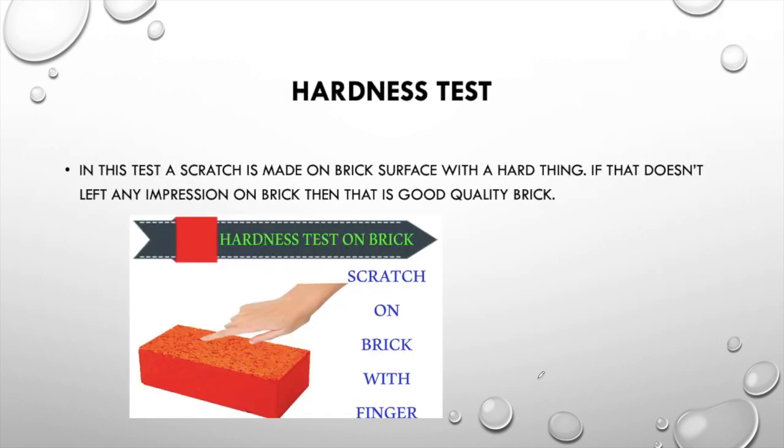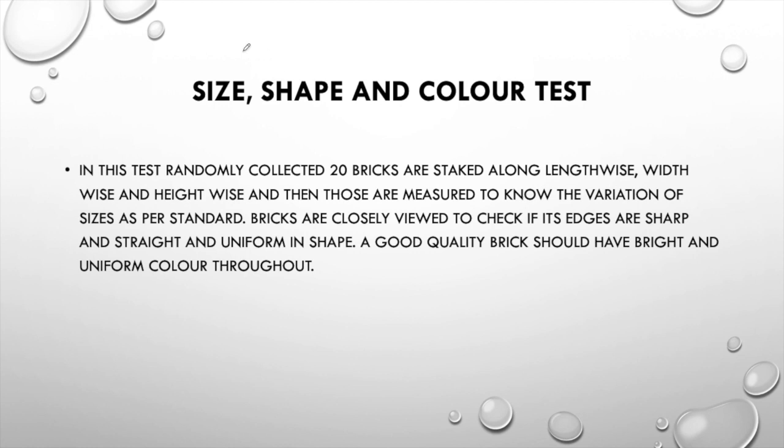Now the hardness test. The hardness test is done by scratching the brick with a finger. You can see that this example is also given in the picture. In this case, the scratch is made on the brick surface with a hard thing. If that doesn't leave any impression on the brick, then that is a good quality brick. In the test of size, shape and color, randomly 20 bricks are taken, and measured lengthwise, widthwise and heightwise, and the variation is observed. These are given in the IS code of the brick, so you can take it from there.